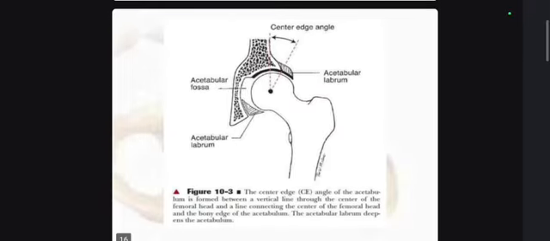This image shows the center edge angle, acetabular fossa, and acetabular labrum. The center edge angle of the acetabulum is formed between a vertical line through the center of the femoral head and a line connecting the center of the femoral head and the bony edge of the acetabulum. The acetabular labrum deepens the acetabulum.